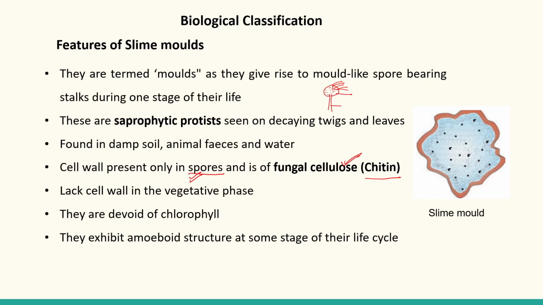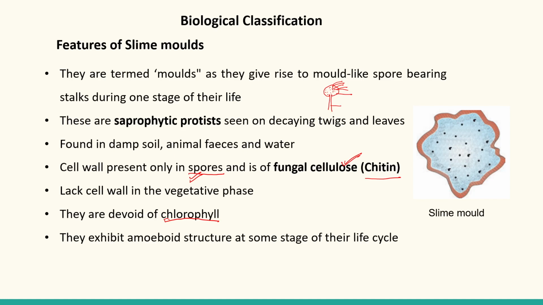They lack a cell wall in the vegetative phase. They are devoid of chlorophyll, so no chlorophyll is here. Generally, fungi do not bear chlorophyll, and that is why they are saprophytic in nature.